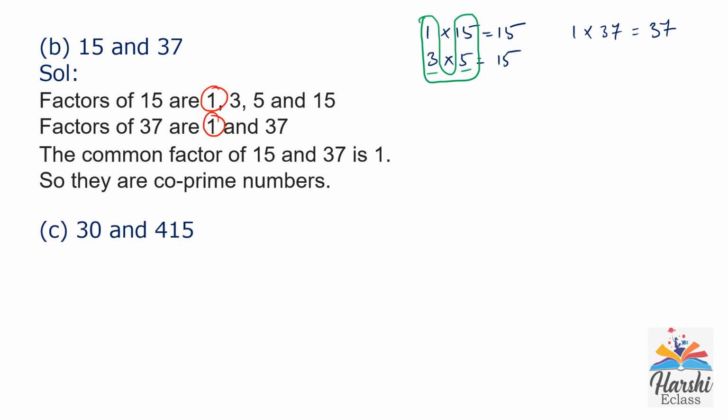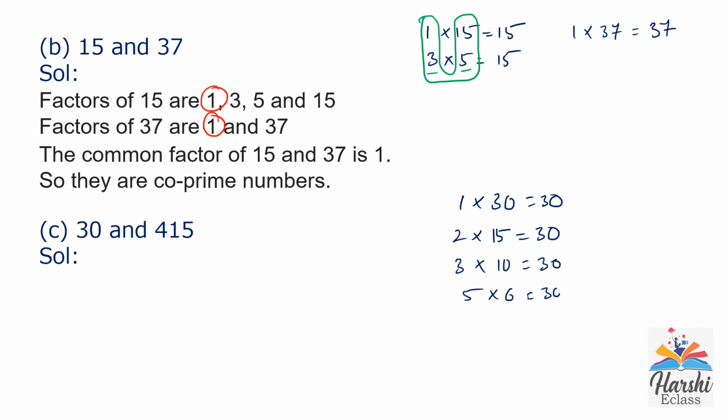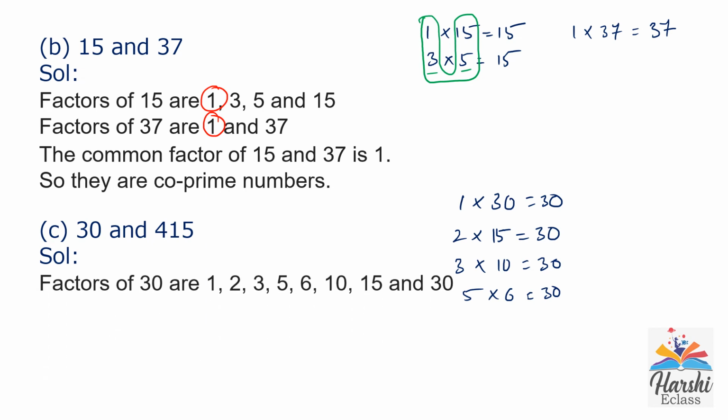C. 30 and 415. Factors of 30. 1 30s are 30. 2 15s are 30. 3 10s are 30. 5 6s are 30. After that 6 5s are 30. So the factors of 30 are 1, 2, 3, 5, 6, 10, 15 and 30. Now the factors of 415.